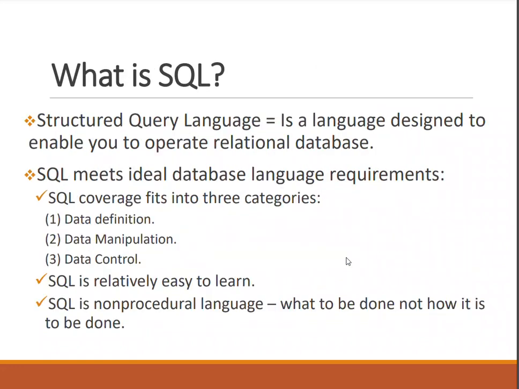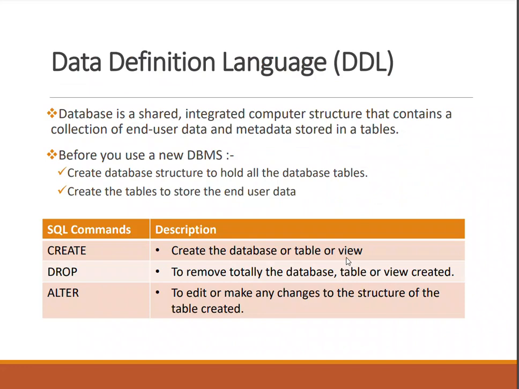So what is DDL? Just now we mentioned DDL, data definition language. A database is a shared, integrated computer structure that contains a collection of end user data and metadata stored in tables. Before you use a new DBMS, database management system, we will create the data structure to hold all the database tables. We create that structure first, like we did in the lab. For example, a student name is text, or an address is text, and how many characters it has. Then for example salary is in currency format. So we create the table to store the end user data, and the database structure means how many tables there are in one database.